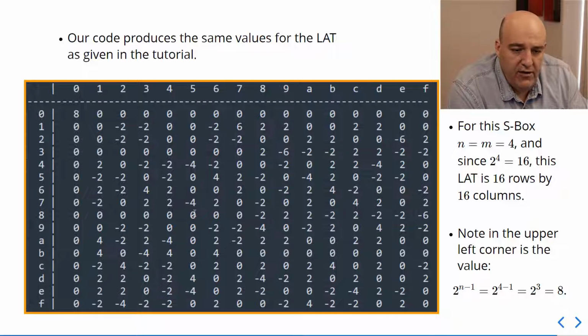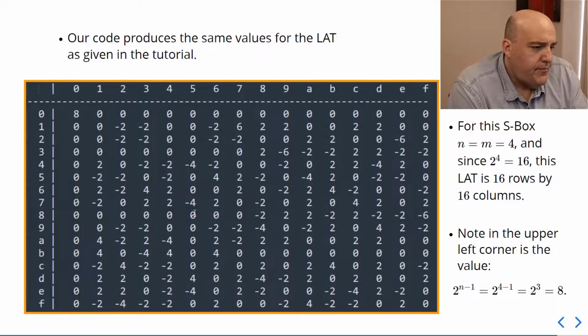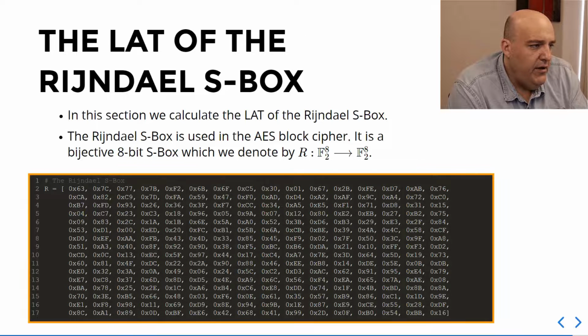We have 16 columns and 16 rows because 2 to the 4 is 16. Notice we have zeros in the first row and the first column, except for that 8, and we expect that. And notice all the entries are even as well, right? There's no odd entries here. So why don't we calculate the LAT of the Rijndael S-box as well? It's used in the AES block cipher.